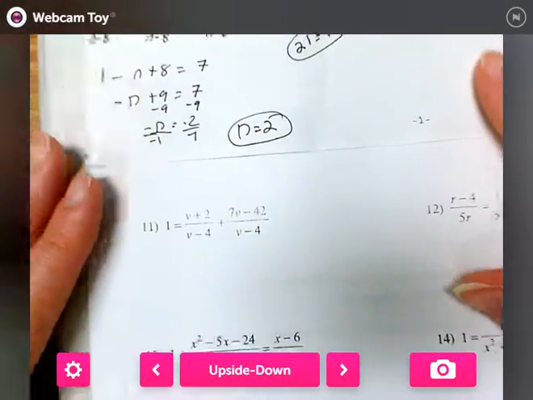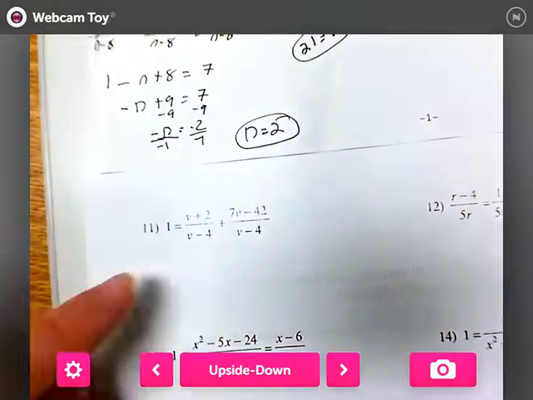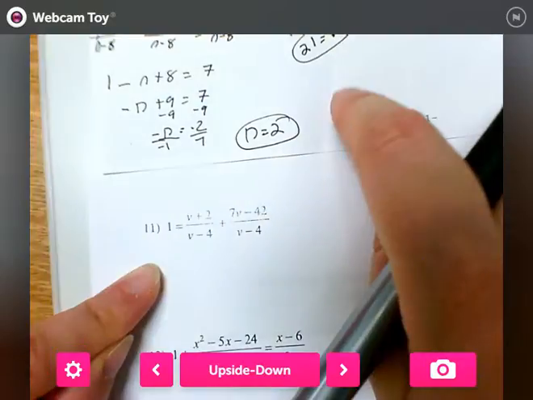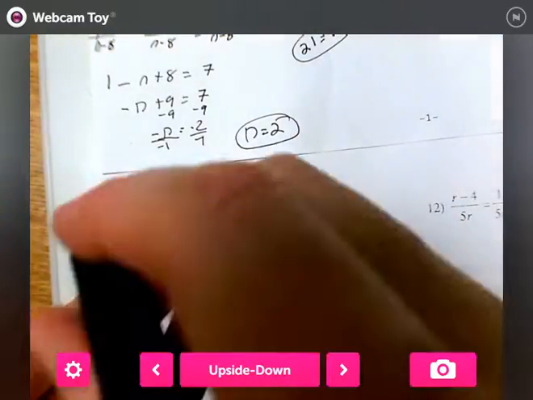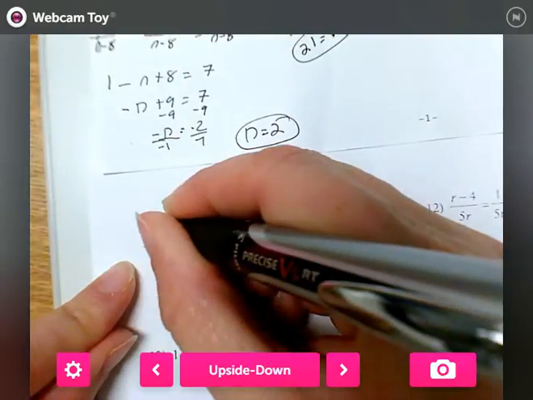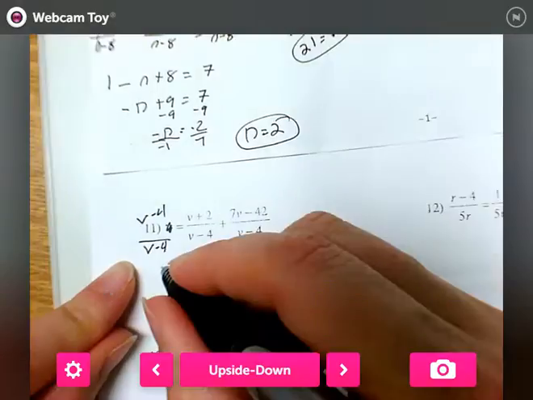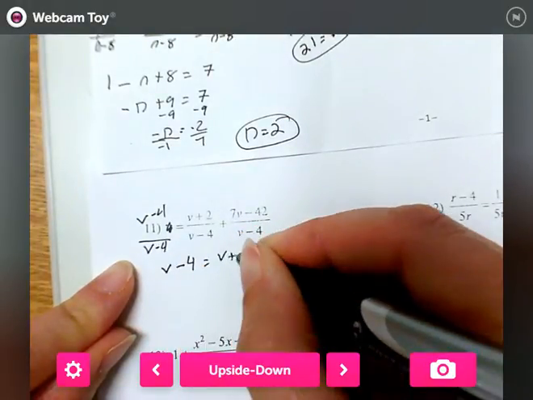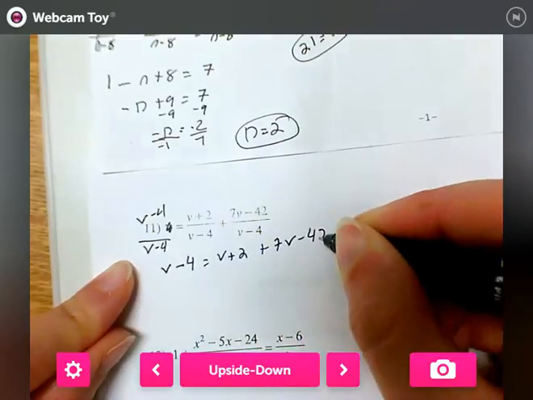But we're going to start looking at 11. So, number 11 is almost just like number 9. I can see that only one of them is missing v minus 4. So I'm going to have v minus 4 on the bottom and v minus 4 on top. So I end up with v minus 4 equals v plus 2 plus 7v minus 42.